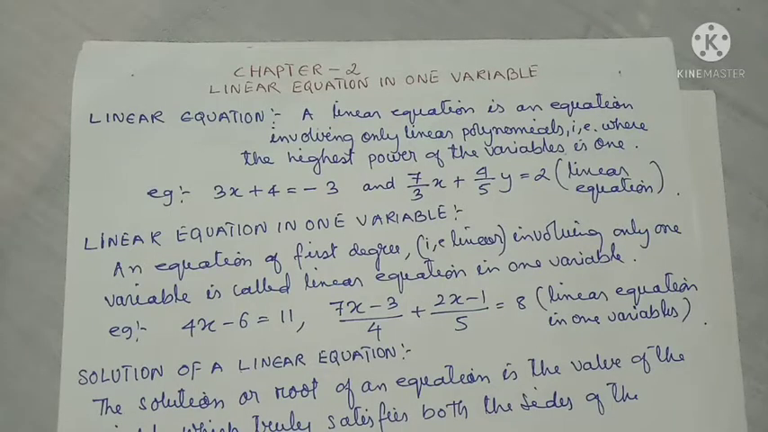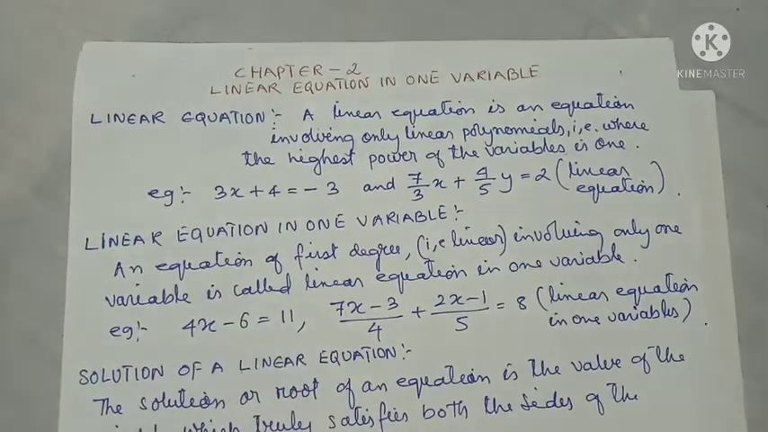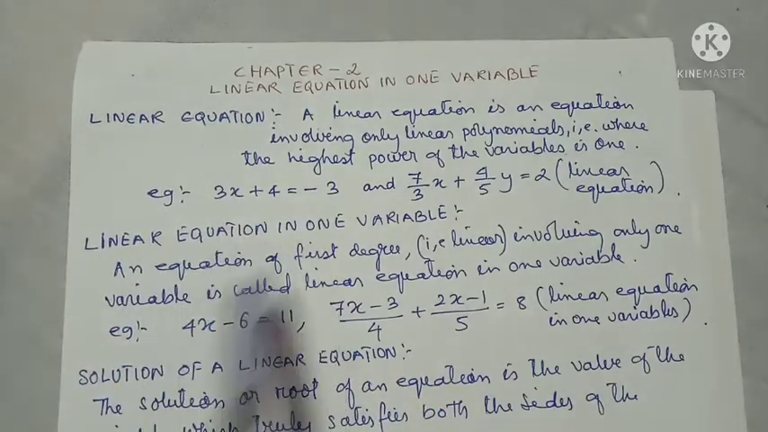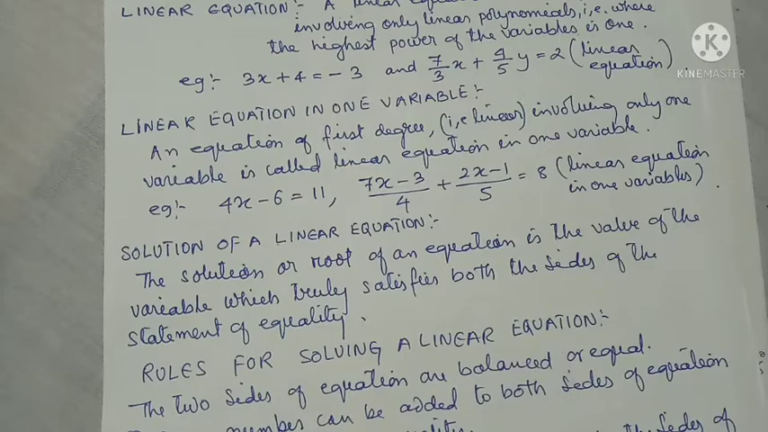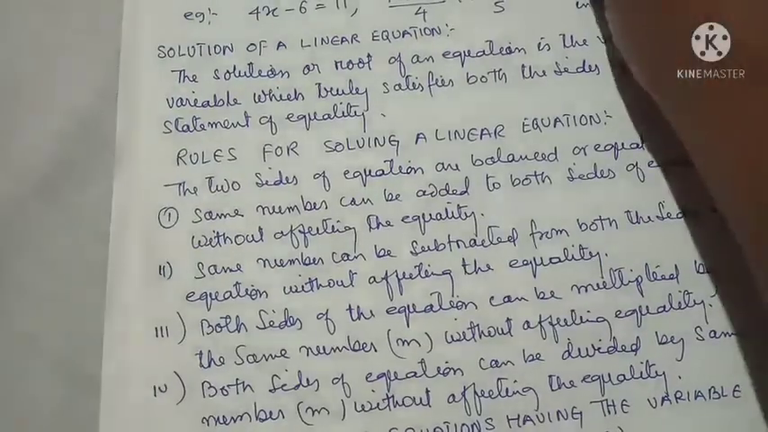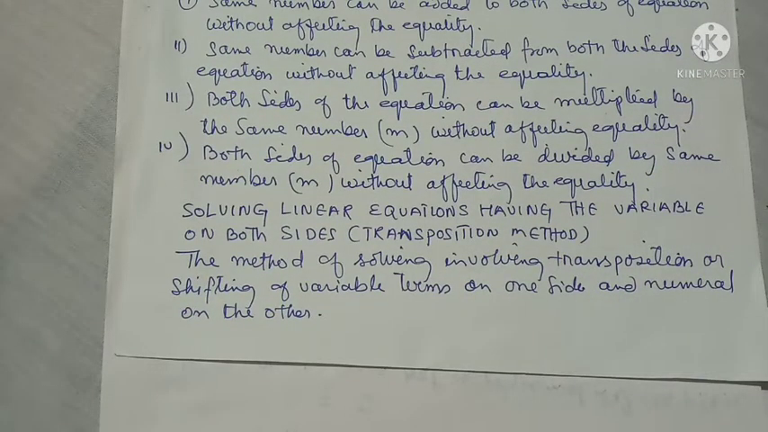Dear student, today is the second part of chapter number 2, linear equation in one variable. In part 1 we discussed what a linear equation in one variable is, the solution of a linear equation, and the rules for solving a linear equation. And we discussed solving linear equations having variables on both sides by using the transposition method.